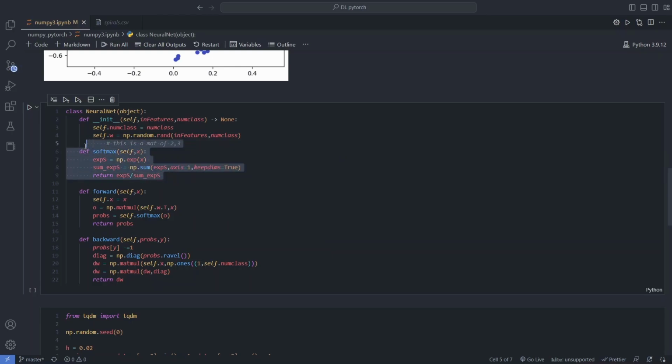Next, this is the softmax function. So softmax, as you all know, will first take the exponent of the input vector, then sum them up and divide the exponent by that sum. So this is the implementation of the softmax function. Next is the forward function. Forward function, as you can see, yeah, let me just do one thing.